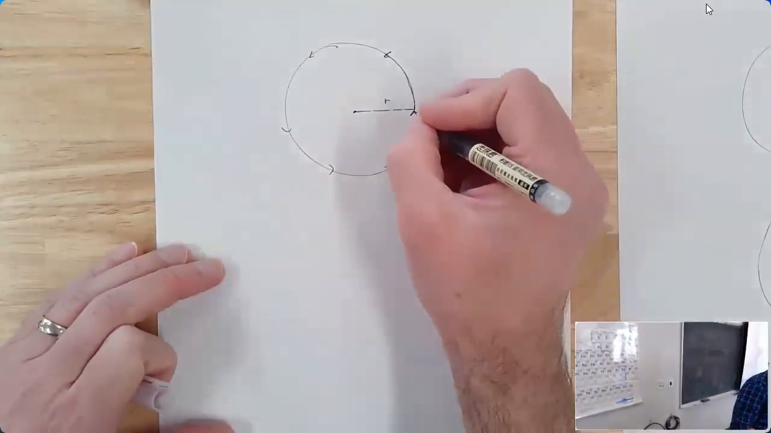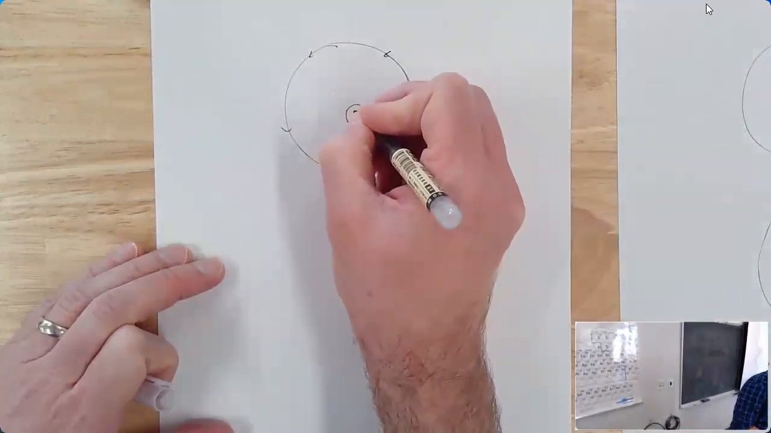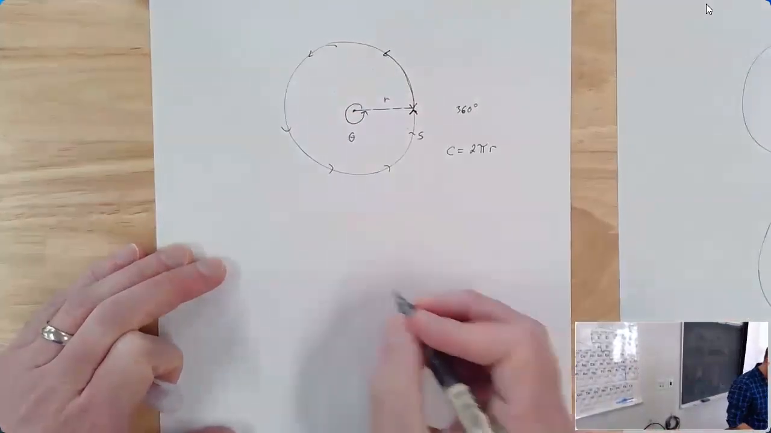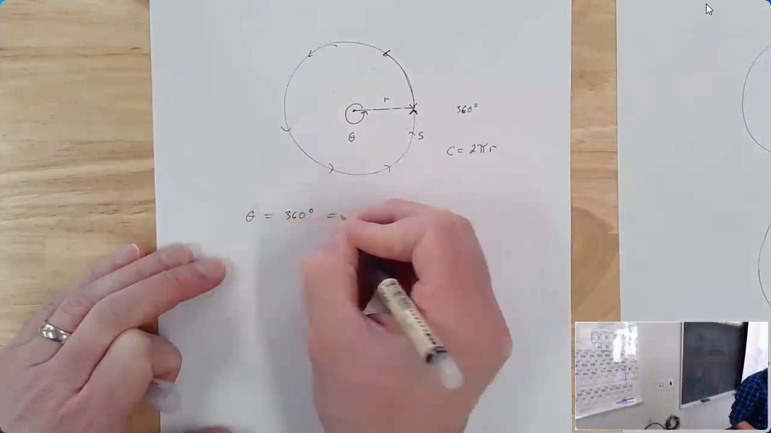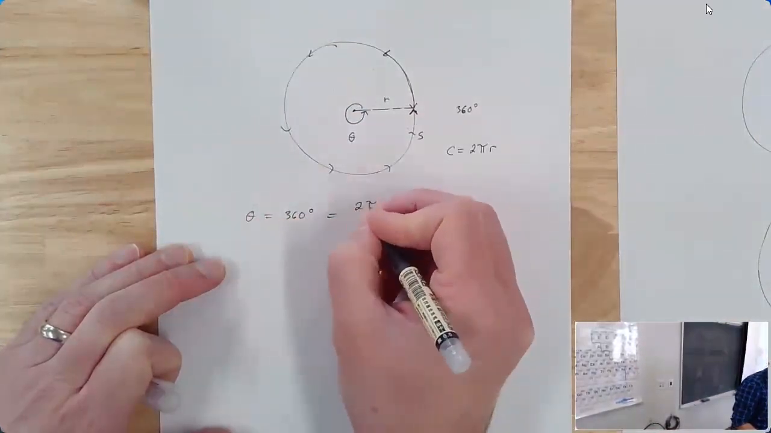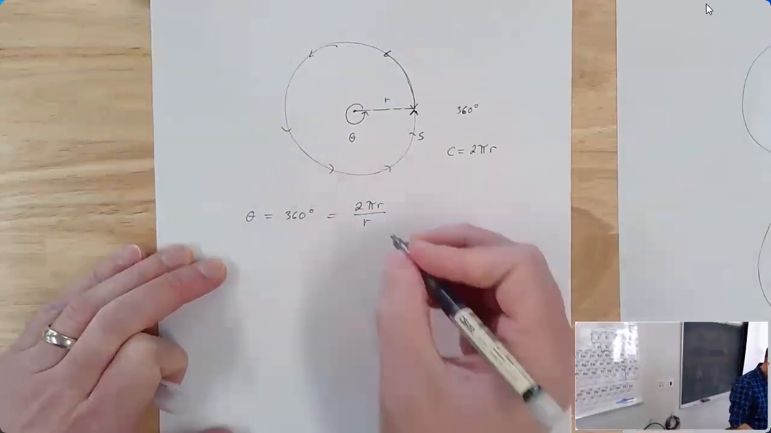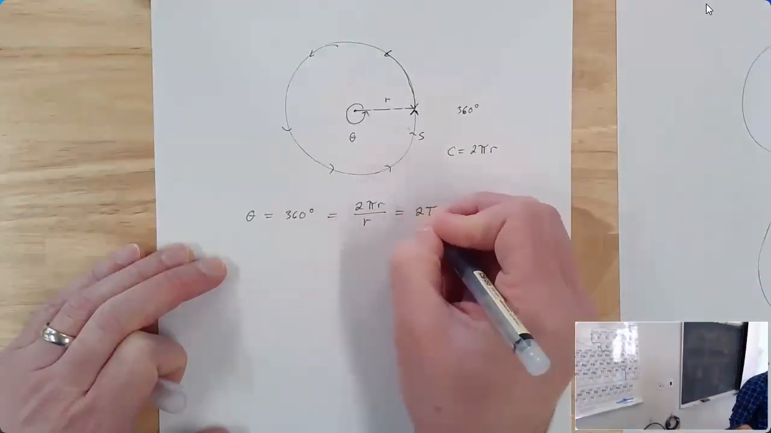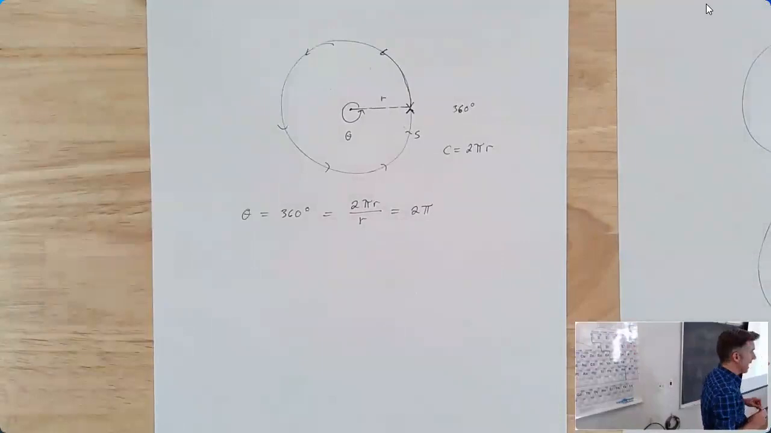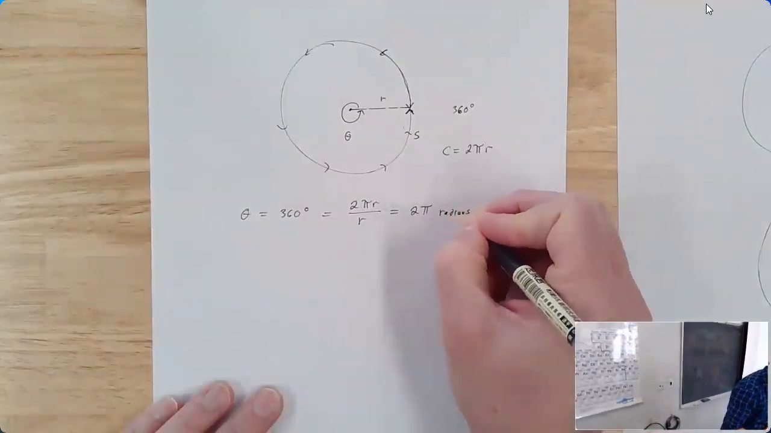And so if we call that arc length S, and we want to find the amount of radians, which is the angle theta, which is 360 degrees, it is also the circumference or the arc length divided by the radius. The radii cancel, and we get that the angle for 1 full revolution is 360 degrees or 2 pi radians.